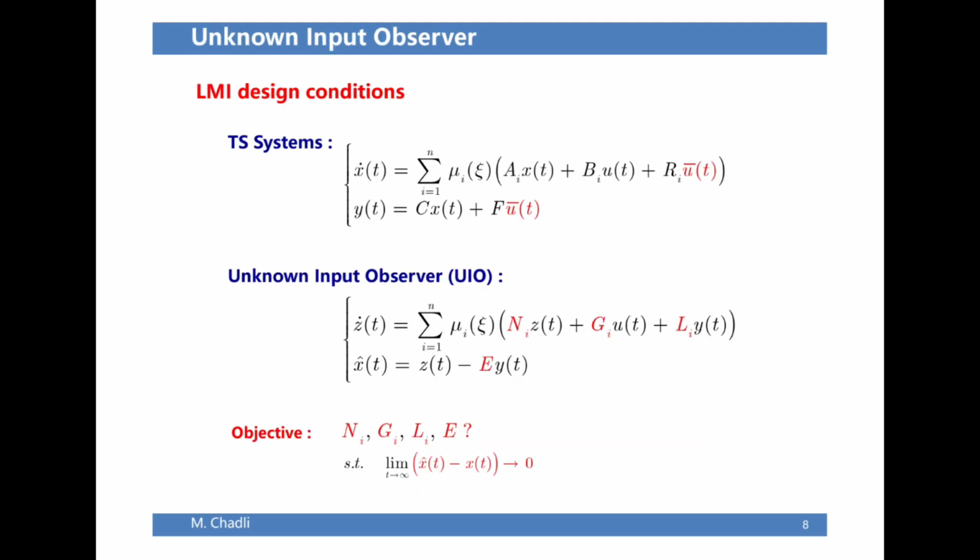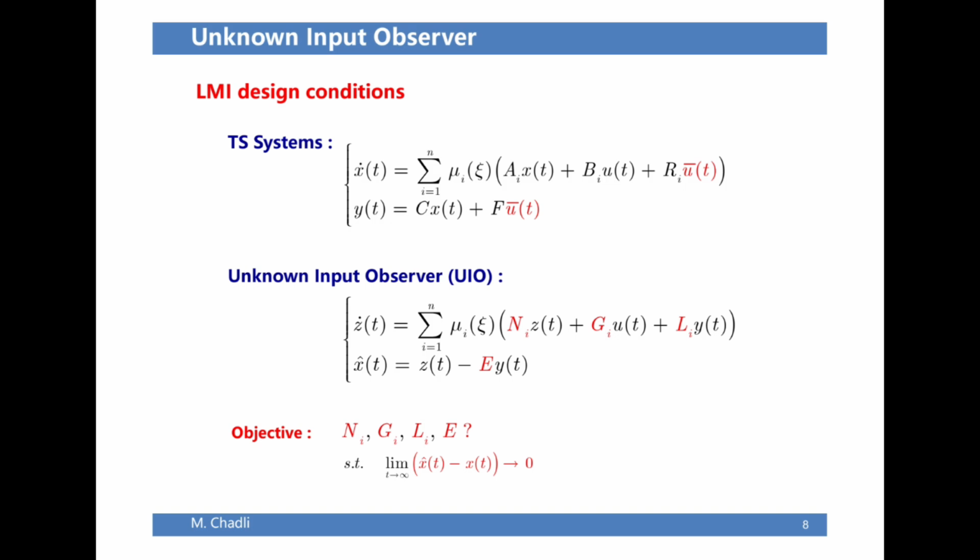So now, how can we design an observer for a TS system subject to unknown input? For example, here we consider a nonlinear system, and after transformation into a TS system like this, we obtain the sum of mu, and between brackets here, it's the interpolation of this linear system. So A, B, C: A is the state matrix, B_i is the input matrix, and C is the output matrix. And U bar here is the unknown input. The unknown input can be, for example, an actuator fault, or here on the output it can be a sensor fault.